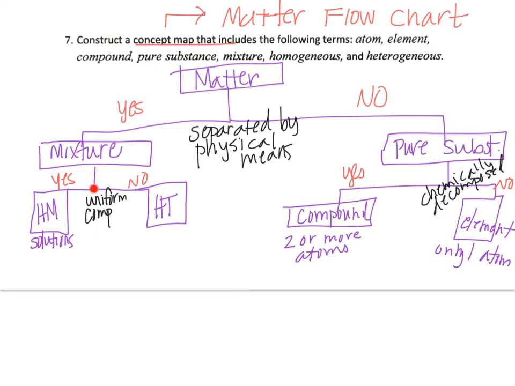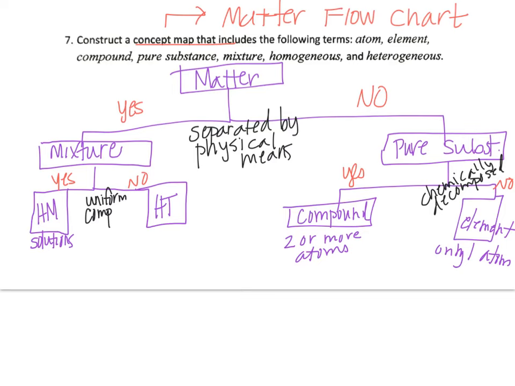And if the answer is yes, it does look the same throughout, then we say it's a homogeneous mixture, or we also call those solutions. If it is not uniform in composition, then we say no, and we go over here to heterogeneous mixture. Remember, we also have solutions and colloids underneath there, but this did not ask for that in the question.